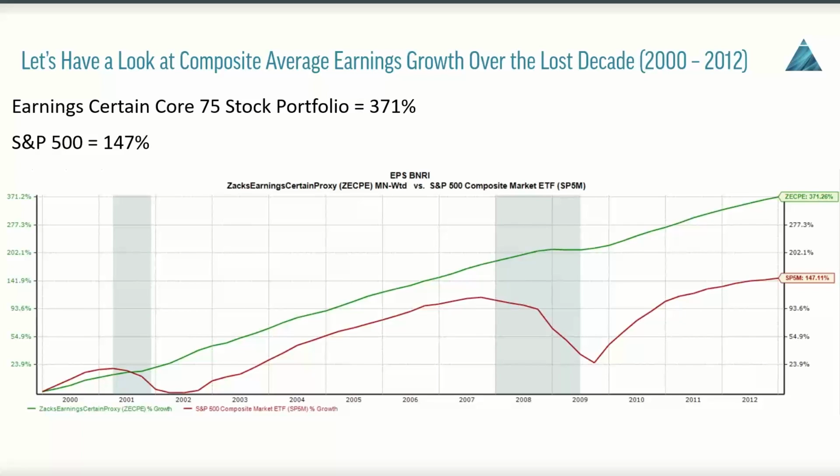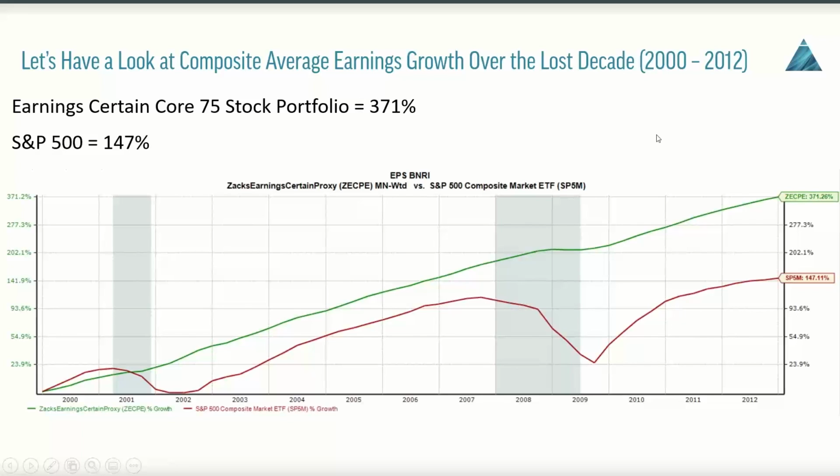And what we're going to do is look at the growth rates of earnings from 2000 to 2012. You can see that the Earnings Certain Core 75 stock portfolio was able to grow earnings literally at 371%, and the S&P 500 grew earnings at about 147%. It took investors on several pretty turbulent rides with some significant earnings troughs. That red line being the S&P 500 composite growth versus the Earnings Certain portfolio, which we know is going to be much more stable and much more arrow straight.